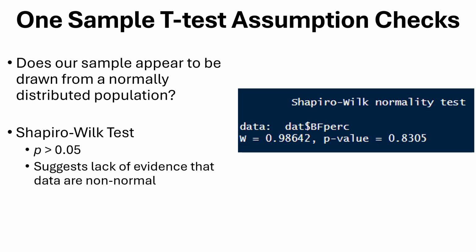Lastly, we can use a formal statistical test, such as the Shapiro-Wilk test, to evaluate normality. The observed p-value here of 0.8305 from the Shapiro-Wilk test is quite high, and because that p-value is greater than 0.05, the results from this test suggest that there is a lack of evidence these data are non-normal. If we observed a p-value less than 0.05, that would serve as evidence that these data violate normality.